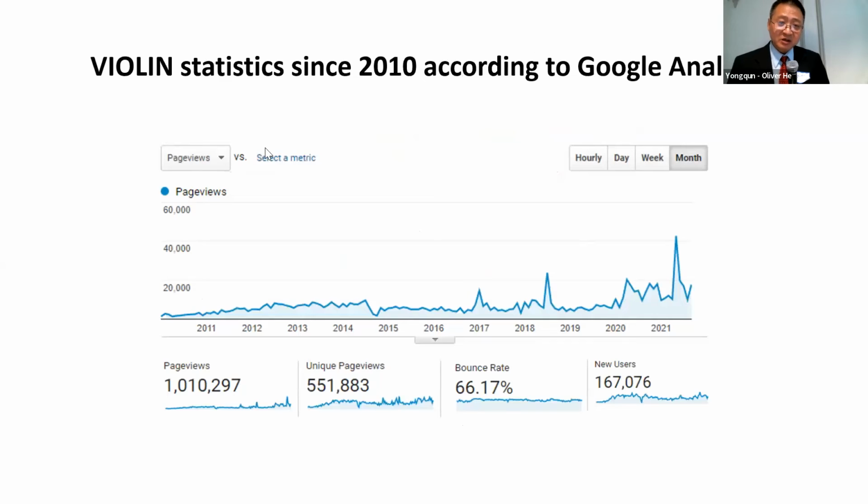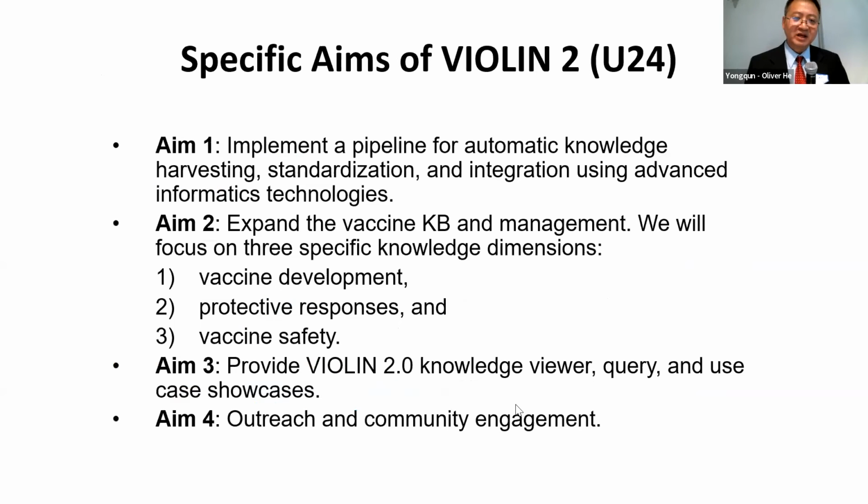So the VIOLIN project has a decent statistical record. It is for sure increasing over the pandemic. I think more people are paying attention to the vaccine field, so we think it's a good thing. Of course, we want to do much more and do better.